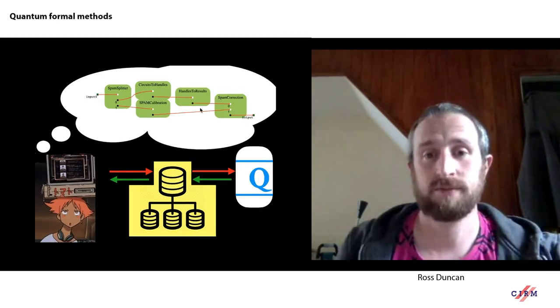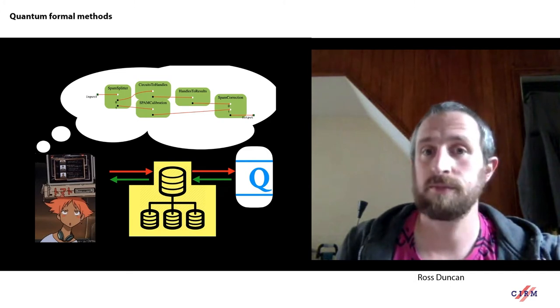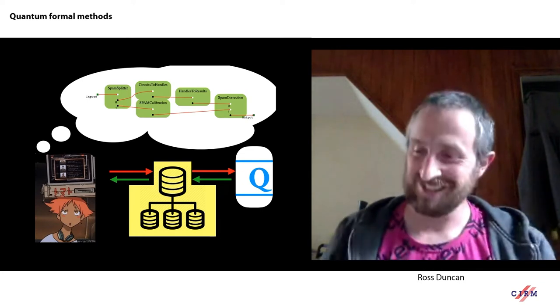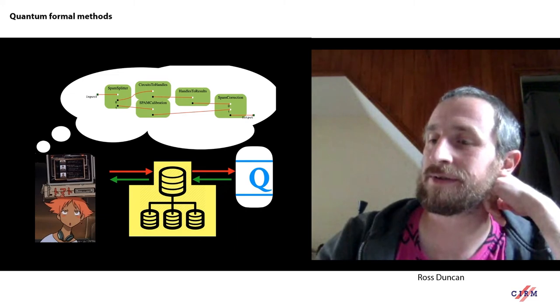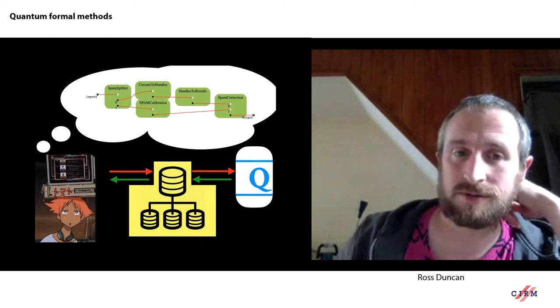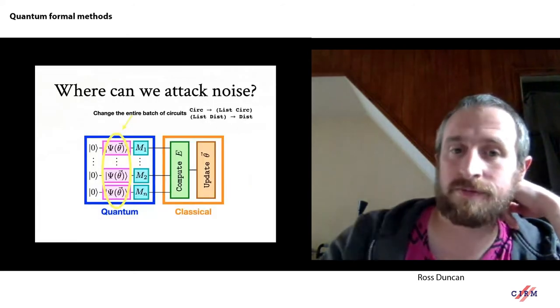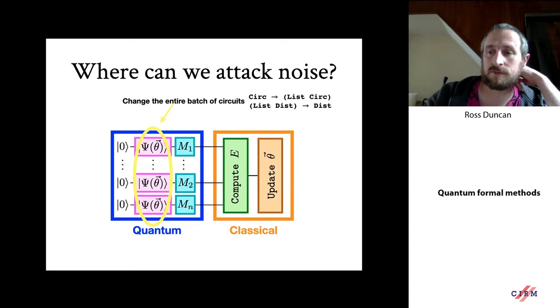Excuse me, Ross? Yeah. There is a question in the chat from Omar. Go ahead. He asked, a few slides ago, about psi of theta. To get an idea of orders of magnitude, how large is psi? Are you thinking of it as 50 or 100 qubits? And how many measurements do you perform? For each measurement, how many times are they repeated?